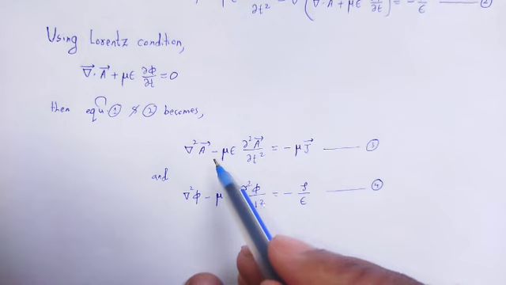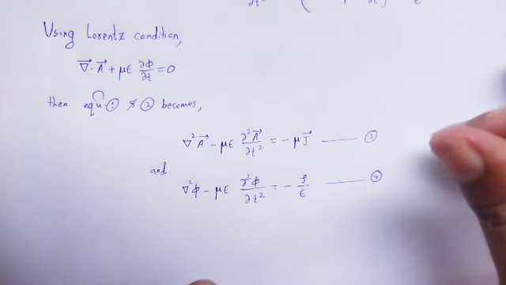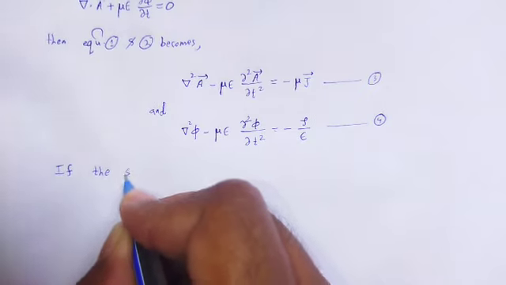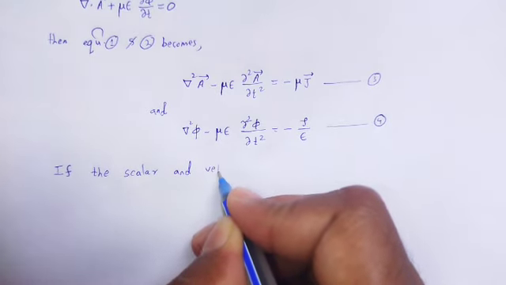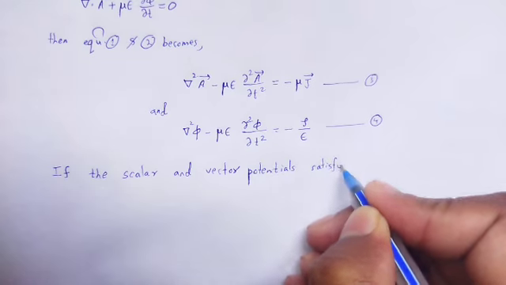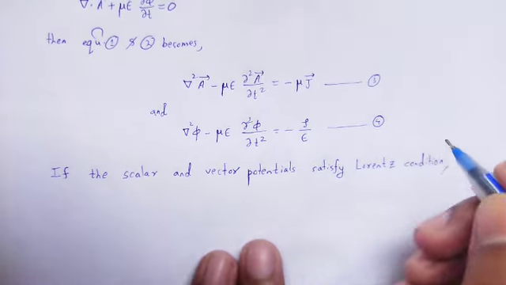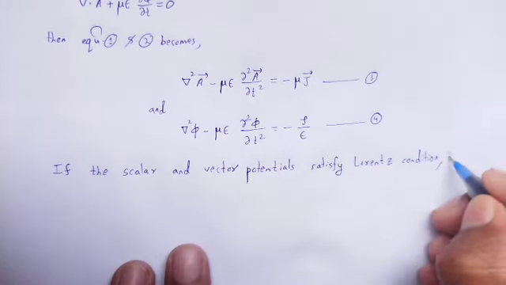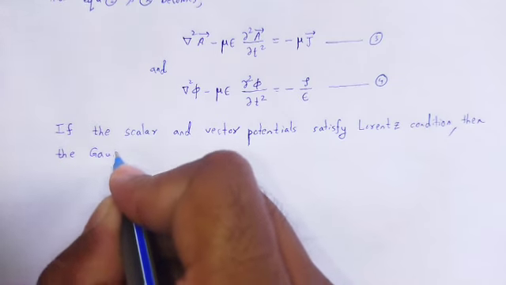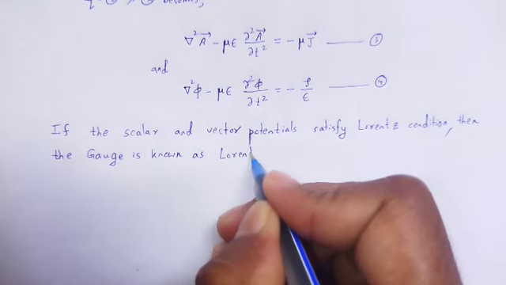If the scalar potential and vector potential satisfy that Lorentz condition, that is, that quantity is equal to 0, then that type of gauge is known as Lorentz gauge.